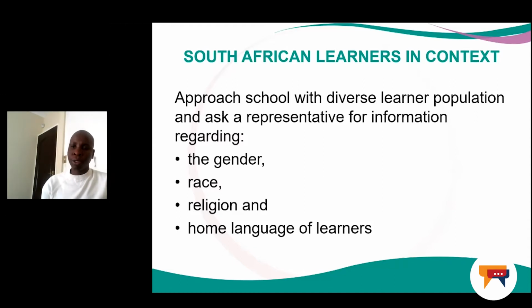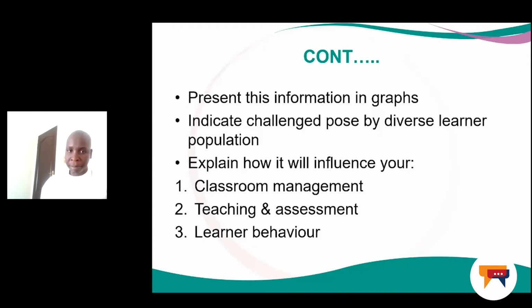I know maybe you deal a lot with your mentor teacher, but I'll advise you to go further to investigate with your principal or the deputy principal for academic or other deputy principal or senior management people within the school. You're going to ask the representative to give you the information regarding the diversified learner population that they have. They must indicate to you the gender, the race, the religion, the home language of their learners. And you're going to present this information graphically.